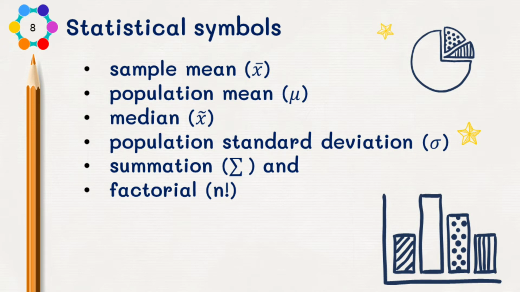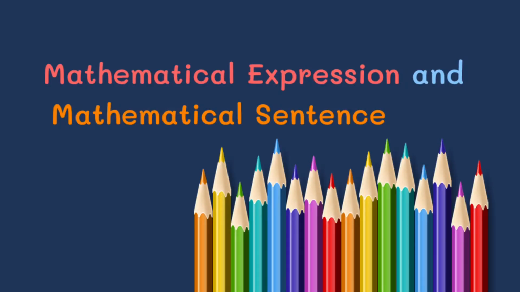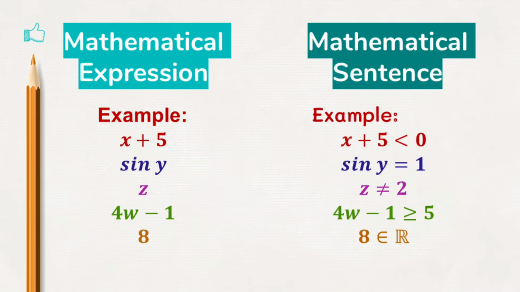If you can recall, factorial is the product of all positive integers less than or equal to the number. For example, 4 factorial is equivalent to 4 times 3 times 2 times 1, which is equal to 24. Just like the English language, mathematics has mathematical expressions and sentences. A mathematical expression is the combination of symbols, operations, or numbers which does not state a complete thought, while a mathematical sentence states a complete thought, usually with the use of relation symbols.